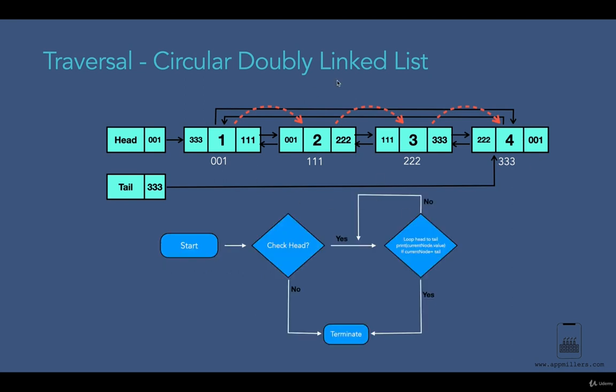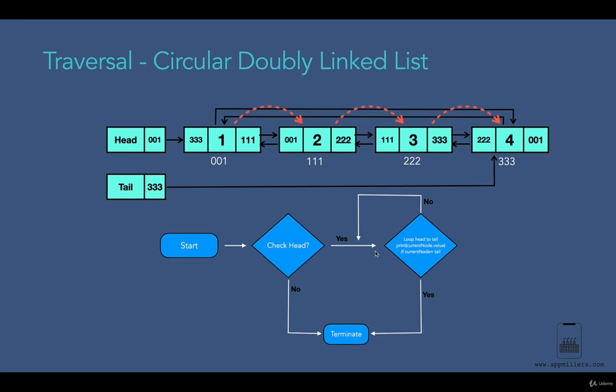Now let's see what the algorithm of this traversal looks like. The algorithm is very simple. First we are checking whether head exists or not. If head is not equal to null, this means that our CircularDoublyLinkedList exists. Otherwise, it means that it does not exist, so we are going to terminate our algorithm over here.